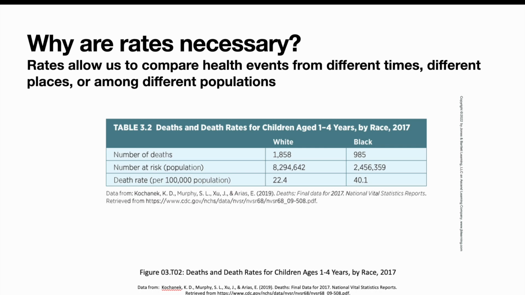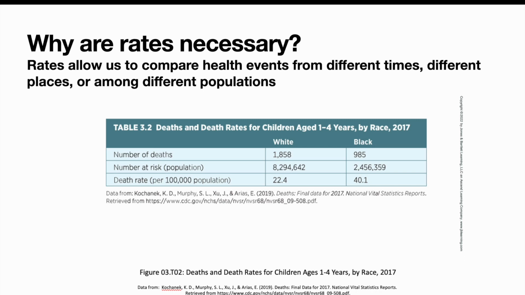So if we look at this table right here, we see this is a table that says deaths and death rates for children aged 1 to 4 years by race in 2017. And our children have been divided into white race and black race. The number of deaths in each are, so white children aged 1 to 4 years old, there were 1,858 deaths in 2017. For Black children of the same age range in the same year, the number of deaths was 985. If we just look at those raw numbers, we don't get an accurate picture to compare.